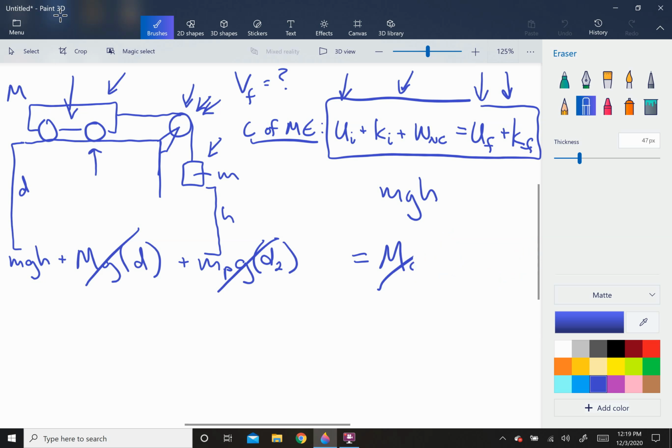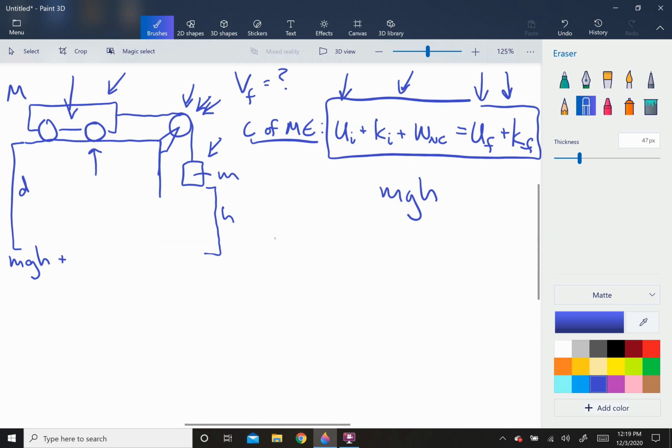So for that reason, I'm going to skip these other two terms, the one for the cart and the one for the pulley. If you're solving the problem, you could include them. You just have to remember to include them in the final as well, because they're still there.